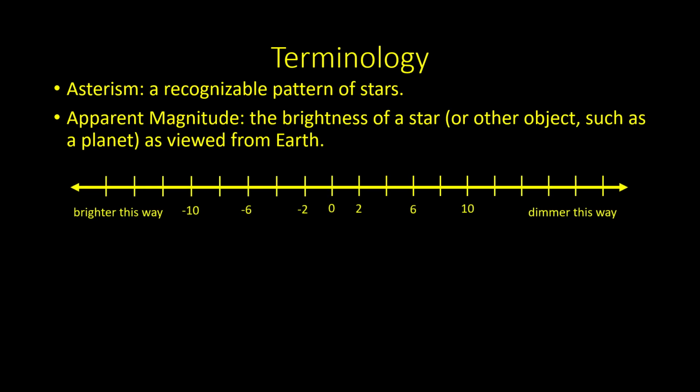Here's a representative number line. You can think of the magnitude scale as something like a number line with negative numbers on the left, positive on the right. As you move toward the left from any point on the scale, you're going toward brighter objects. As you move toward the right from any point on this scale, you're going toward dimmer objects.